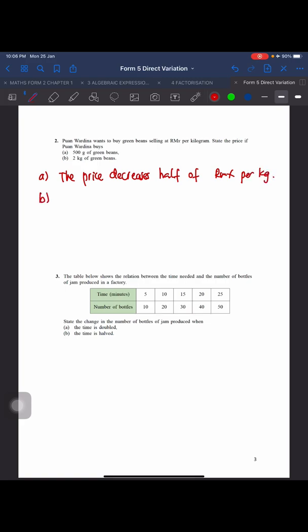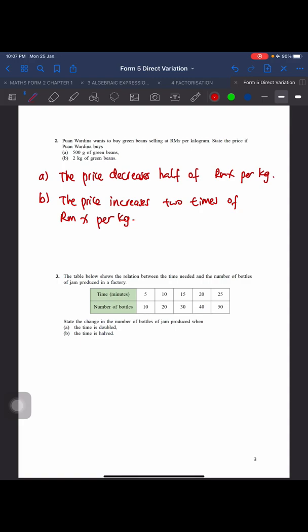And then B. Puan Wardina buys 2 kilogram of green beans. So 2 kilogram is actually double from the question, right? So we know that the price will increase 2 times of RMX per kilogram. I hope it is clear for you.